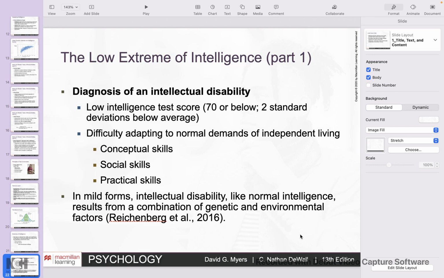This could include conceptual skills, their ability to think things through, social skills, their ability to relate to others, and practical skills, their daily living skills, their ability to take care of themselves. In mild forms, intellectual disability, like normal intelligence, can definitely result from a combination of genetic and environmental factors. In extreme forms of low intelligence, those usually end up being more significant organic difficulties or birth defects.